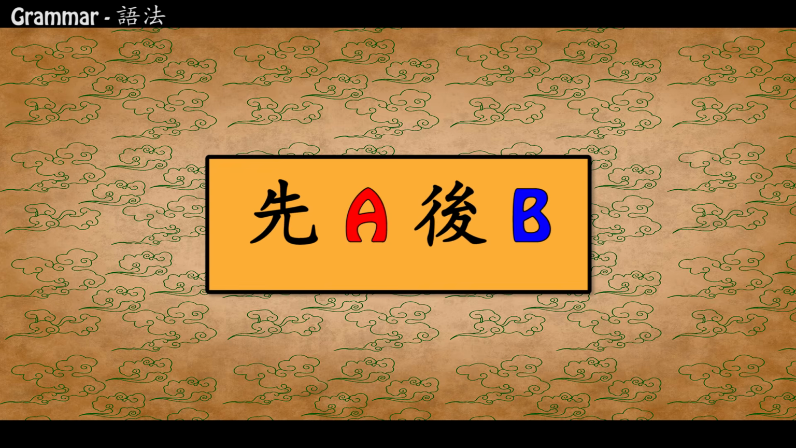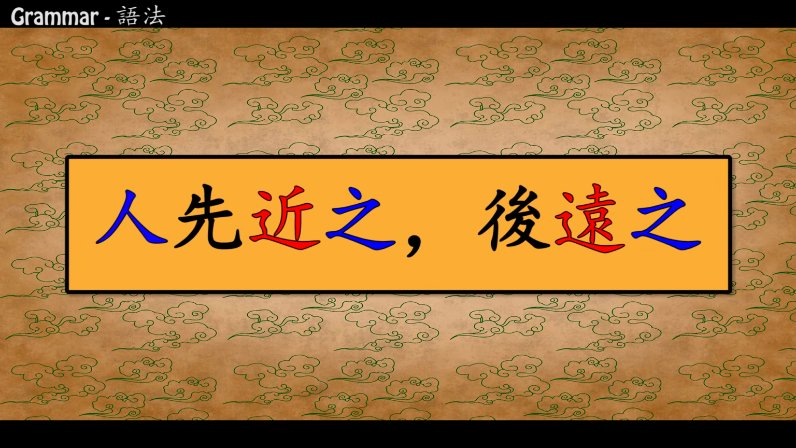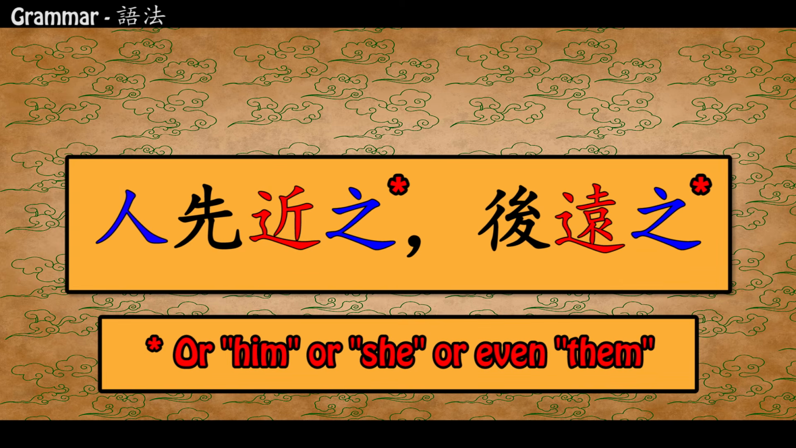Many times we'll see them together, marking a string of things happening back to back. First A happens and then B happens. To wit, 先学礼后知义. First, learn the rites. Later, one will know righteousness. And here's another one. 人先近之后远之. Men would first draw near to it, then they would withdraw from it.